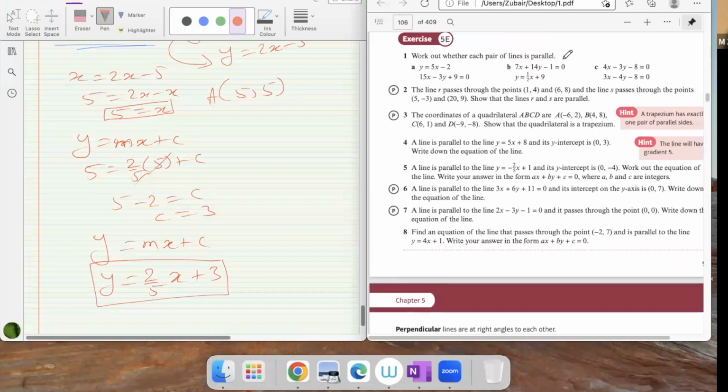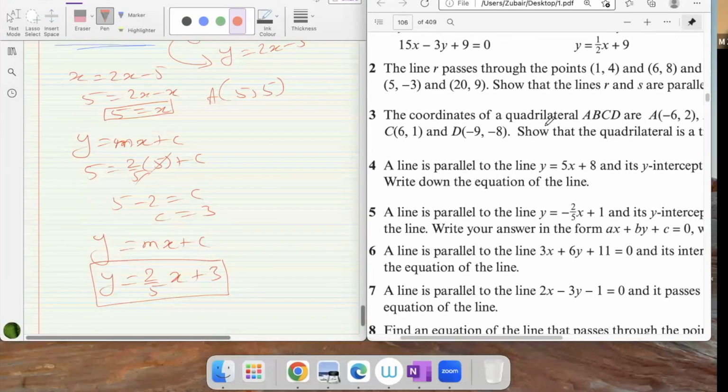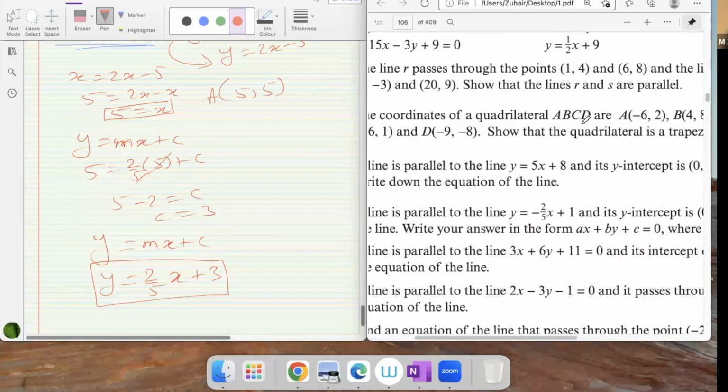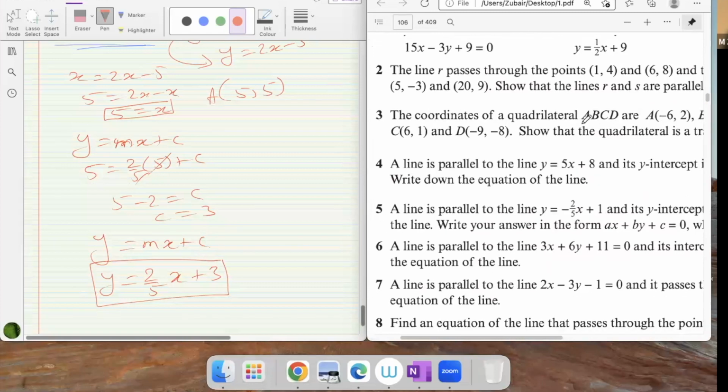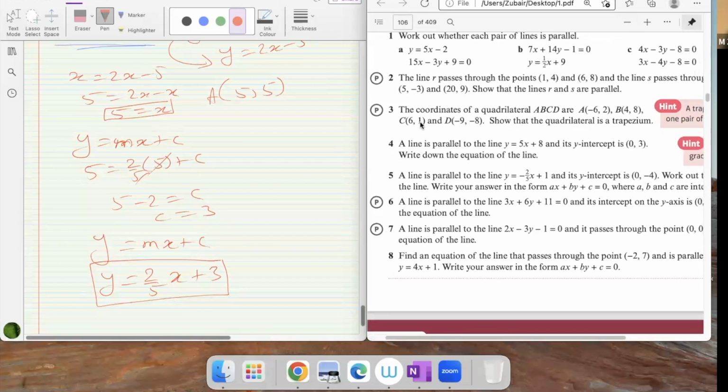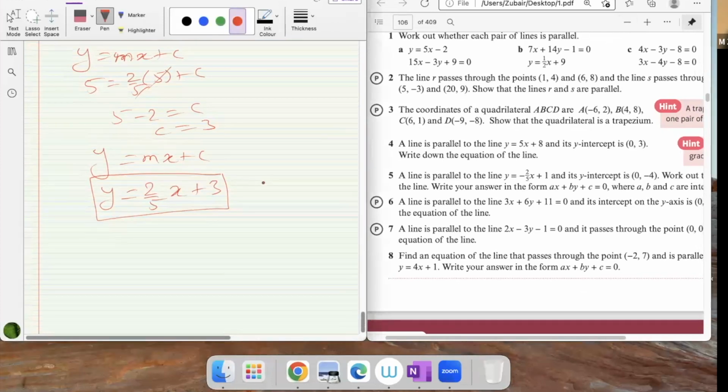Look at question number 3. Question 3 says the coordinates of quadrilateral ABCD are given. A quadrilateral is a four-sided figure. Show that the quadrilateral is a trapezium. Firstly, quadrilateral means four-sided. Secondly, the demand of the question is trapezium. A trapezium is a four-sided figure with one pair of parallel sides. So it is already a quadrilateral, and we have to check if sides are parallel or not.